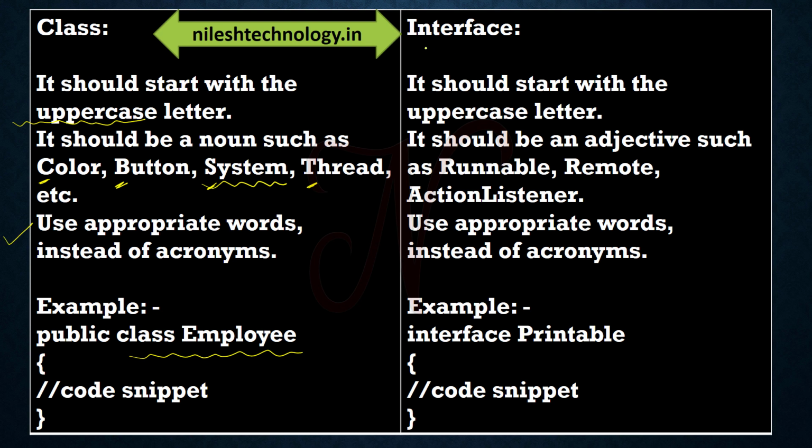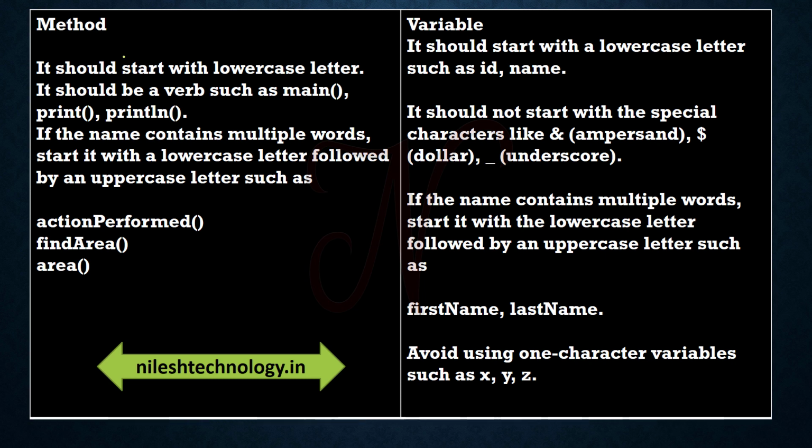Next, interface. Interface is like a class; we discuss this topic later. Interface also starts with an uppercase letter like ActionListener, Runnable. These are the built-in interfaces. If there are multiple words in a class or interface name, then for each word the first letter is also capital. If there are multiple words in a single name, then for each word the first character is capital.